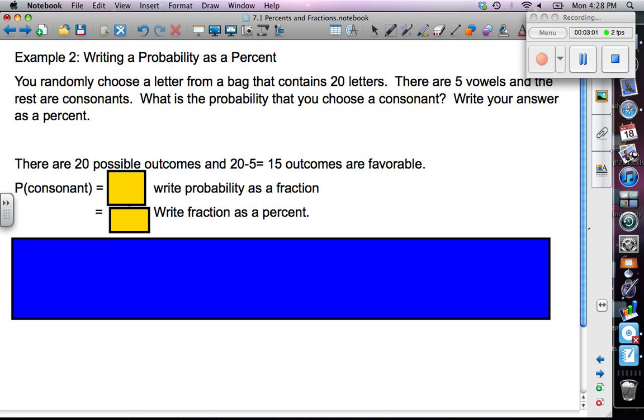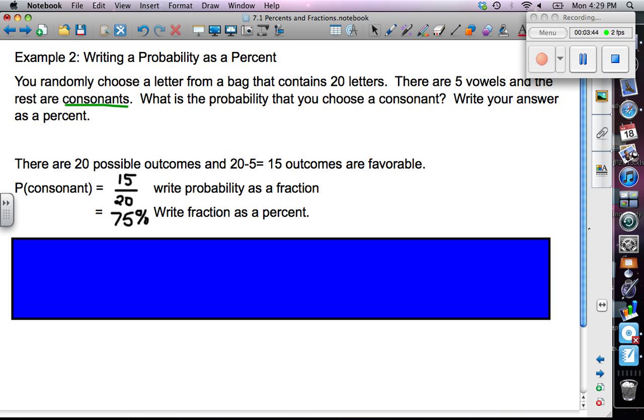So the first thing we need to know is probability is equal to the number of favorable outcomes, which are consonants, over the total number of possible outcomes, which are 20. So the number of consonants, since we know 5 are vowels, is 15. So 15 over 20 is our probability, and we'd want to simplify that and then write it as a percent. So in this case, instead of simplifying, 20 goes into 100 5 times, so 15 times 5 is 75. So we'd get it as 75%.